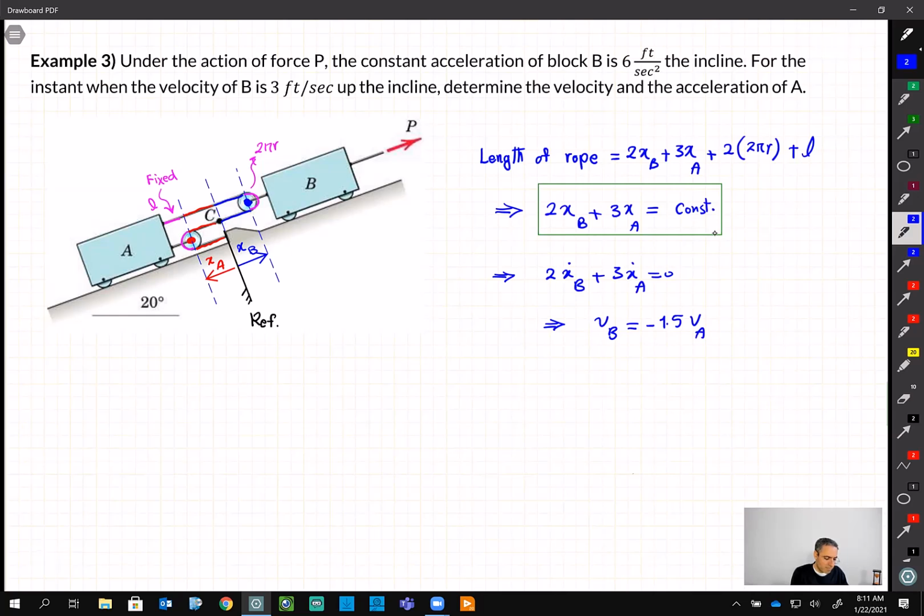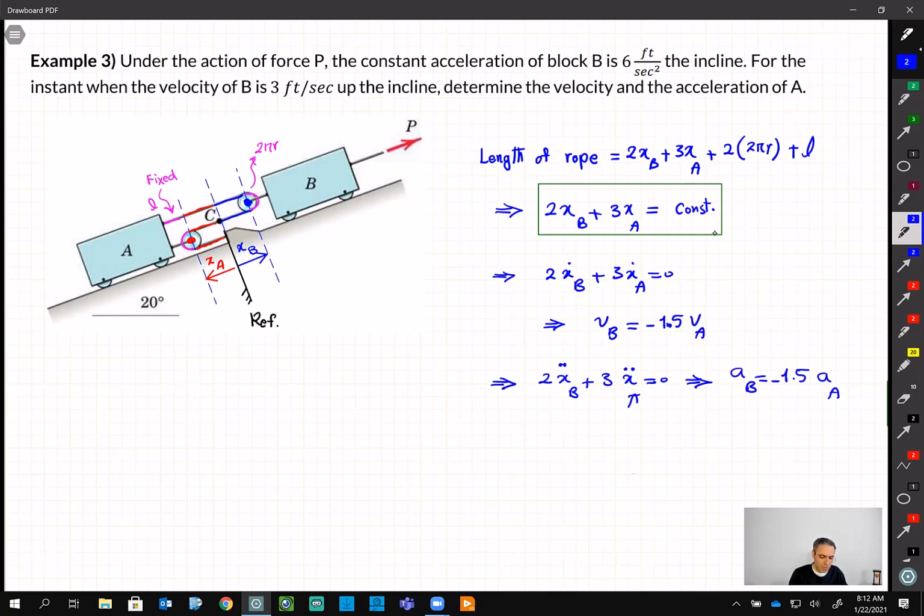And I'll do the same. Take another time derivative, 2 x dot b is going to be x double dot b plus 3 x double dot a equal to 0. And similarly, VB minus 1.5, sorry, AB, right? We are calculating acceleration. Okay, so done. The question asks to find the relation between these two, and we did.